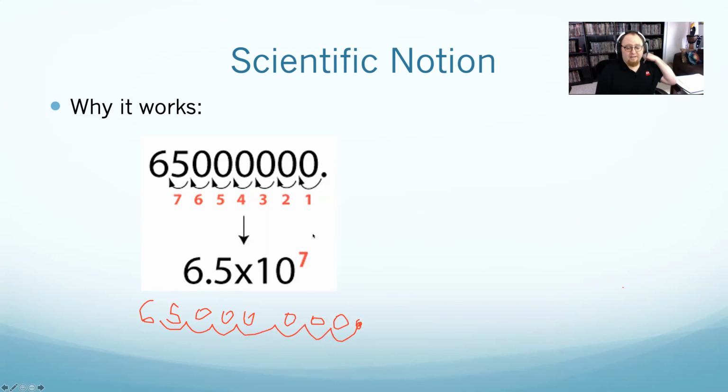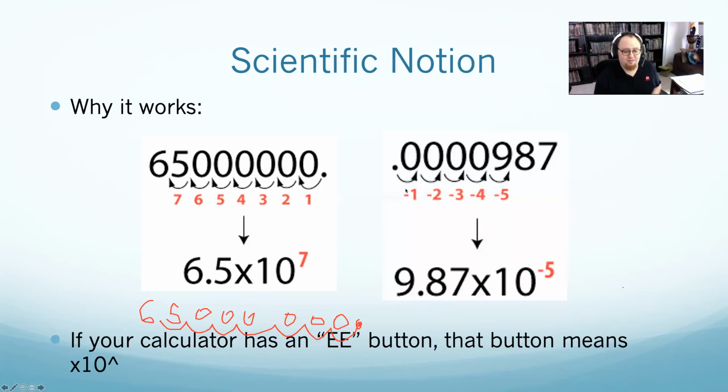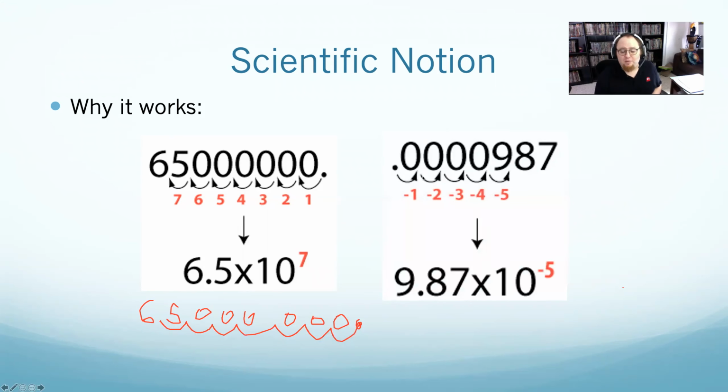If it's a negative exponent, it's the same idea. If you have it in regular notation, you want to put in scientific notation, just count how many spots you need to get the decimal to get it one past the first non-zero digit. In this case, this number right here would be 9.87 times 10 to negative fifth. Negative because it was a small number, and 5 because I had to move the decimal 5 spots over.